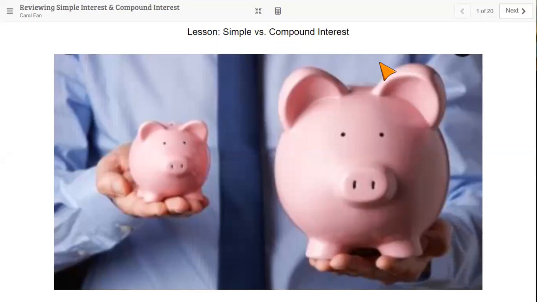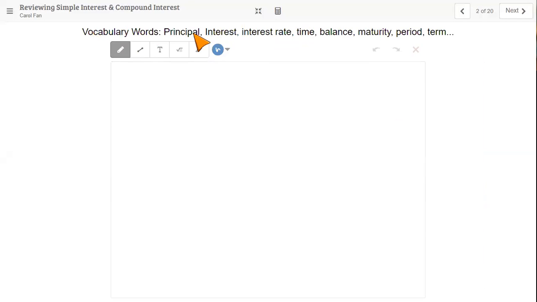Okay, so today's lesson, we're going to talk about simple versus compound interest. Just before we get started, let's review some of these words that you will be seeing when you're talking about simple and compound interest, and in general with financial math.